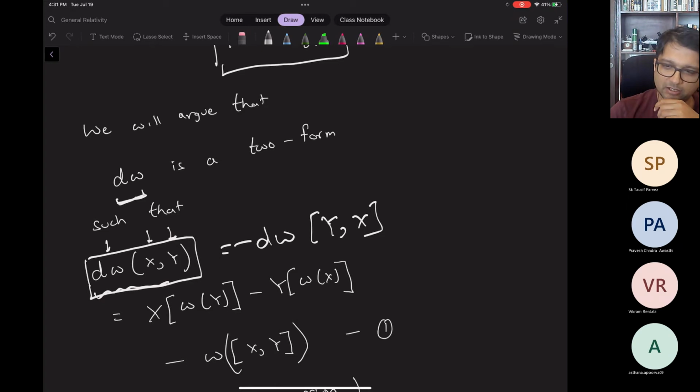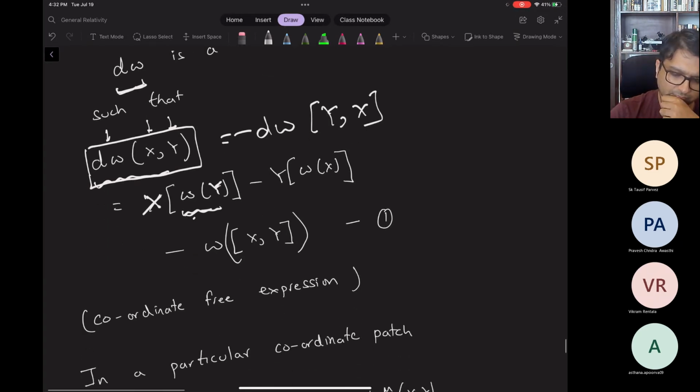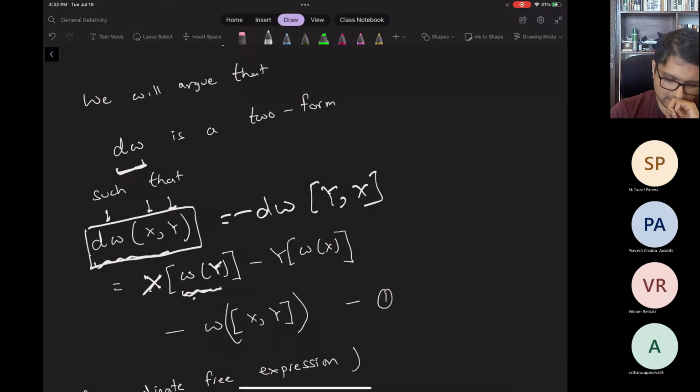And what we'll argue is that this d omega xy, or minus d omega yx, is equal to x acting on omega y. Omega acting on y is a 1 form acting on a vector, so it's a product of a dual vector and a vector. This is a function, and x acting on that is a vector acting on that function, or it's differentiating that function. So this is a function on the manifold, minus y acting on omega x. This is also a function on the manifold, minus omega of the Lie bracket of xy.